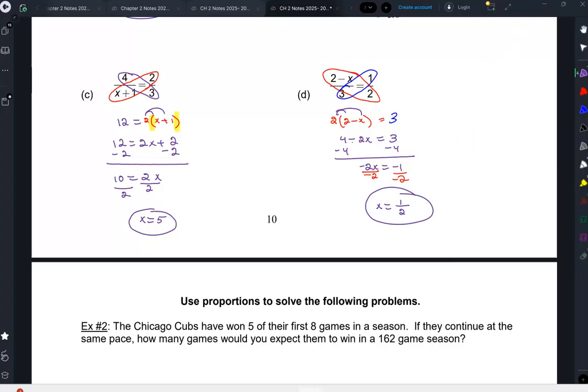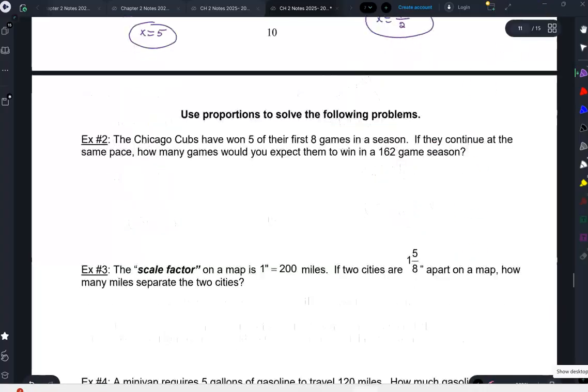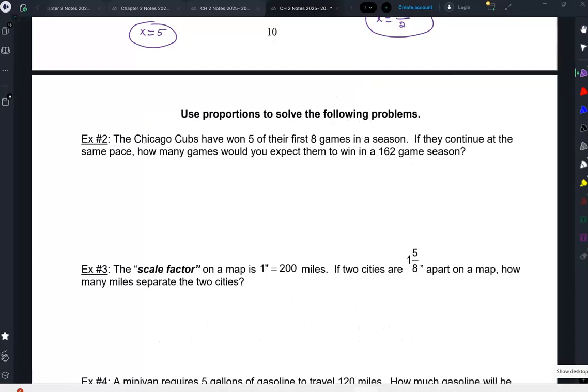Okay, so next. Here we go. Let's use proportions to solve some problems. So the Chicago Cubs have won 5 out of their first 8 games in a season, right? 5 out of their 8 games in a season. If they continue at the same pace, how many games would you expect them to win in a 162 game season?